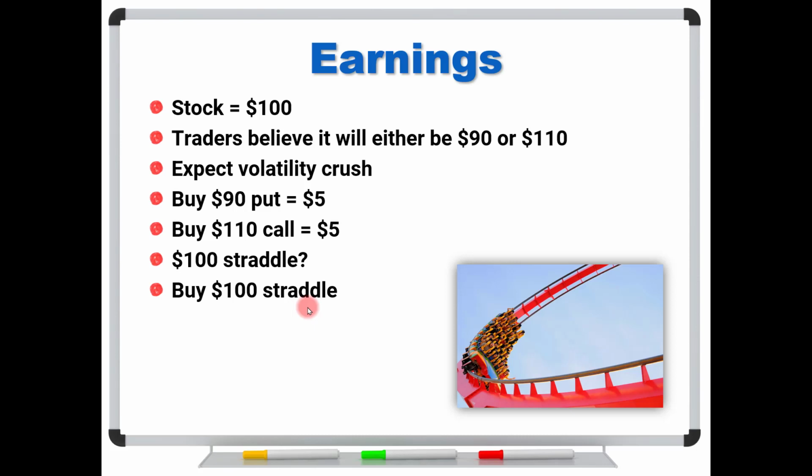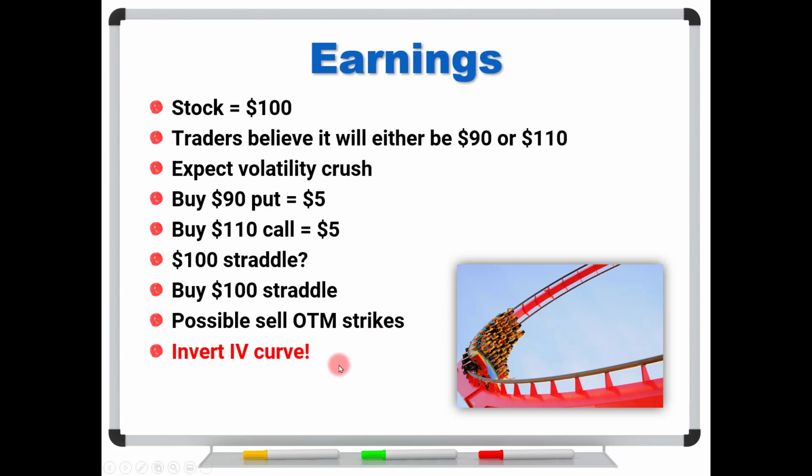Some other traders might say, you know what, we'd actually like to sell some of these out-of-the-money strikes. Whether we do them as part of spreads or as a naked position is entirely up to the traders. But my point is, people are buying that center strike, let's say that 100 straddle, and possibly selling the out-of-the-monies. Those actions will invert that implied volatility curve. And so a lot of times during earnings, this is what we get, an inverted IV curve.